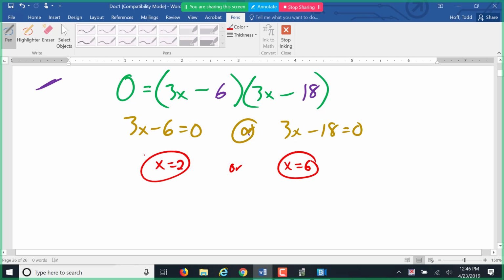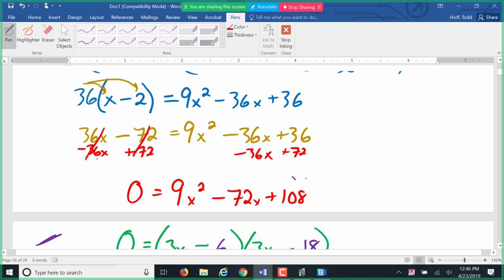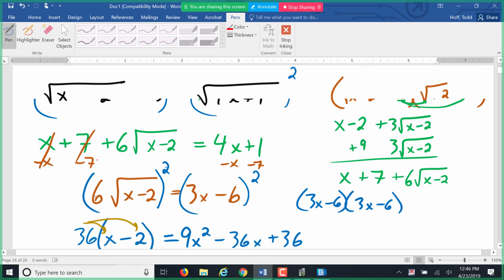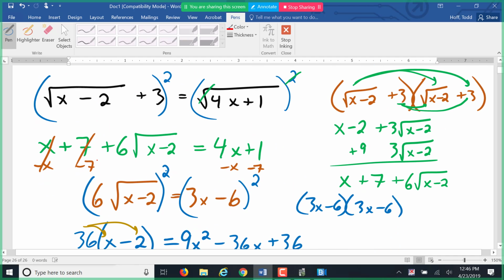We should double check to make sure those both work. Back in the original equation, if x is 2, well, this becomes 0, so the right side's only going to be 3. This is going to be 8, 9, square root of 9 is 3. So the 2 works. We get 3 on both sides if we use 2.